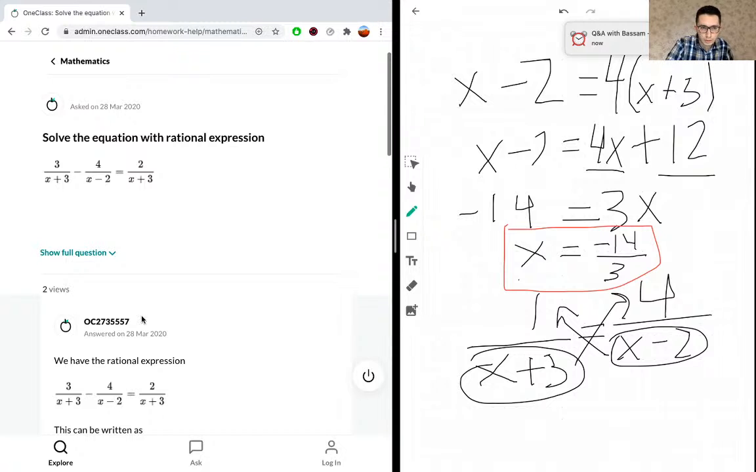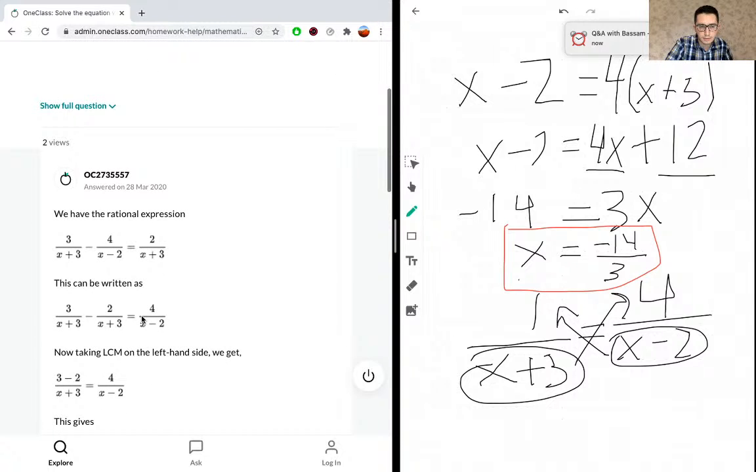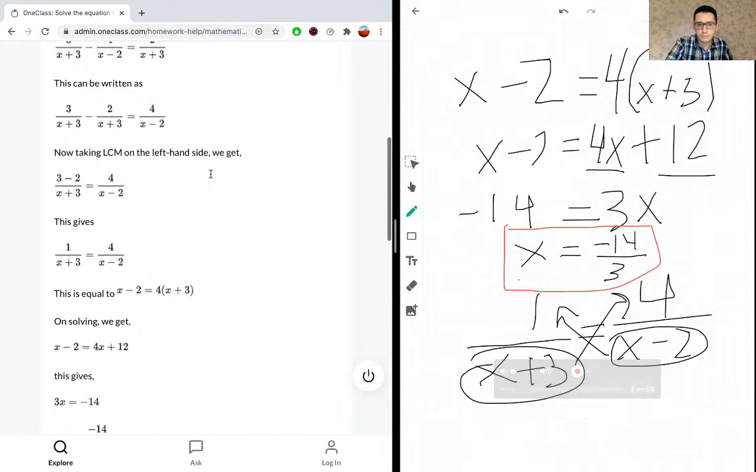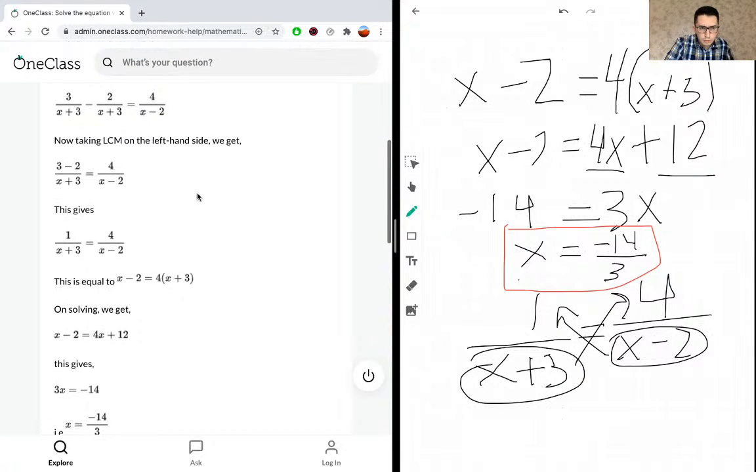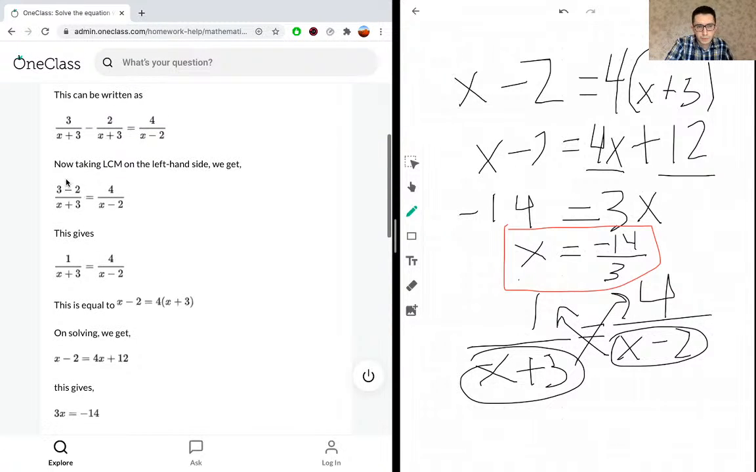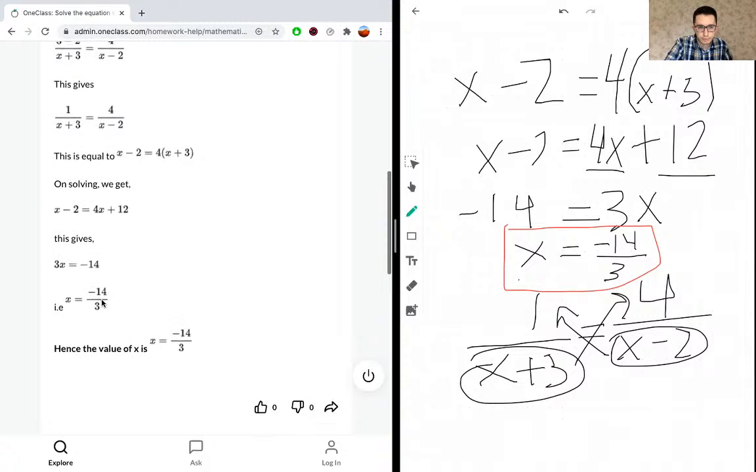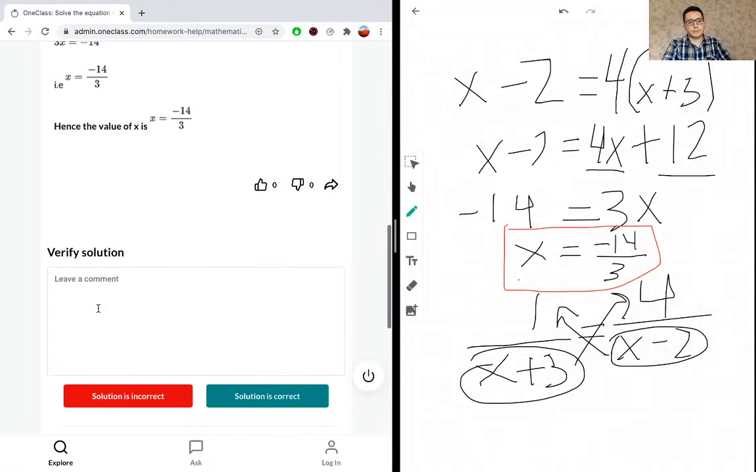Okay, so let's take a look at the provided attempt for the solution. They use a similar process, so they don't find the common denominator right away. They just rearrange, and then you end up with x equals negative 14 over 3. So the solution is correct.